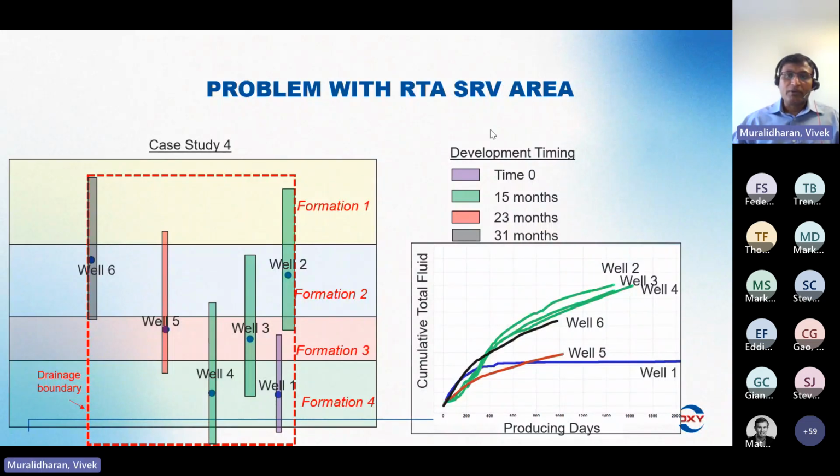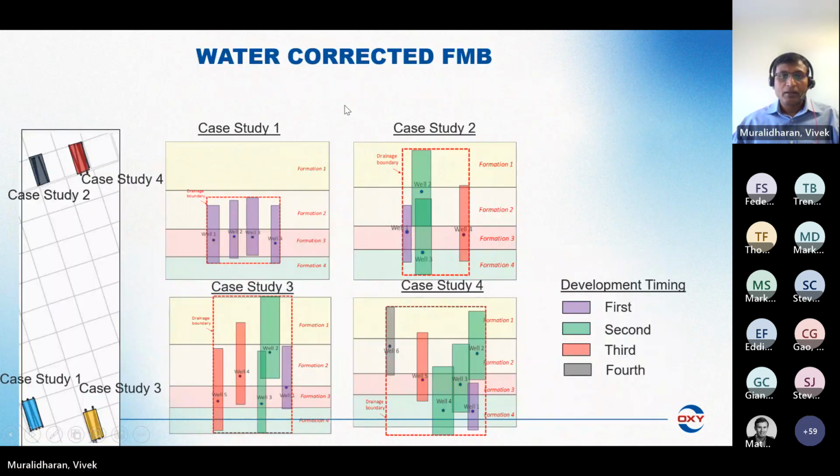So again, we'll follow the normal workflow that I presented. First is correcting for water. All of these case studies have a pretty high water-oil ratio. When we correct for the water-oil ratio, you can see that there's an improvement in the SRV shape. Still, it's not going to show you the interference that you would see in the production. So that's where the correction comes in.